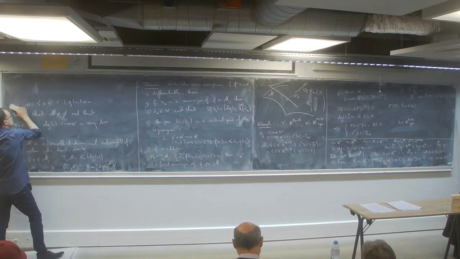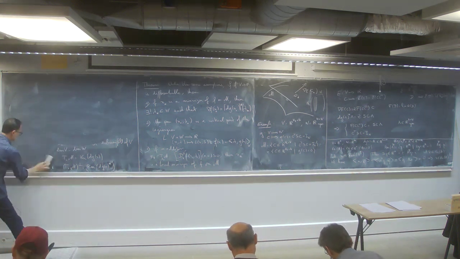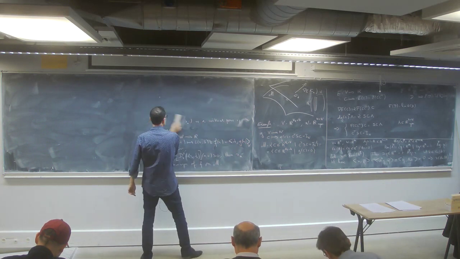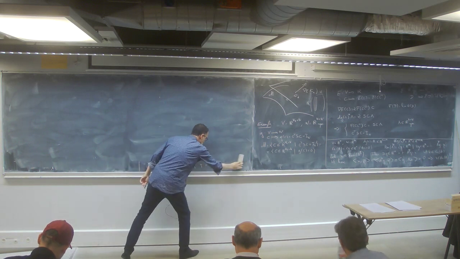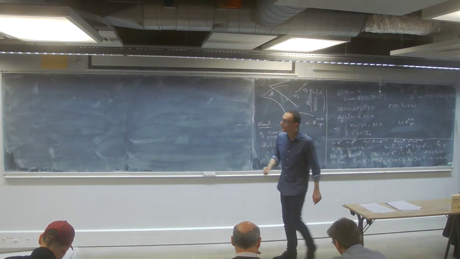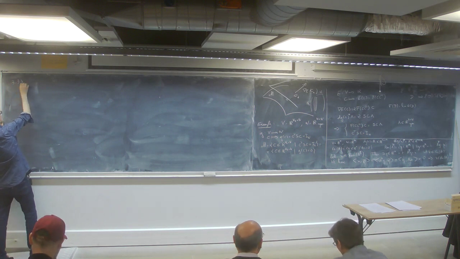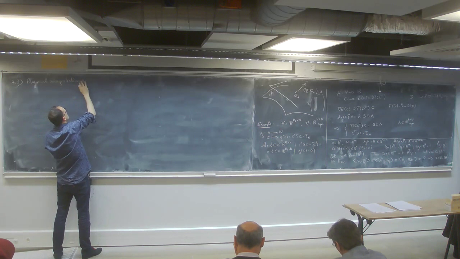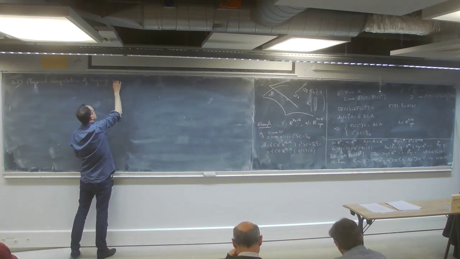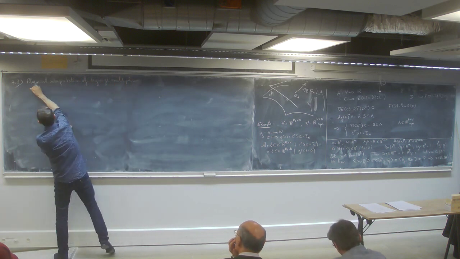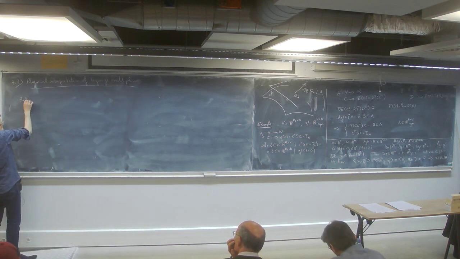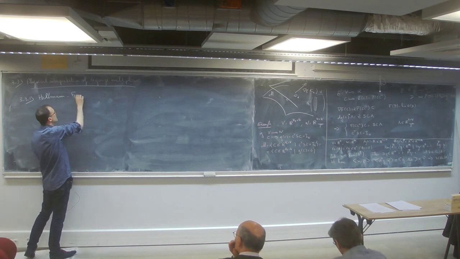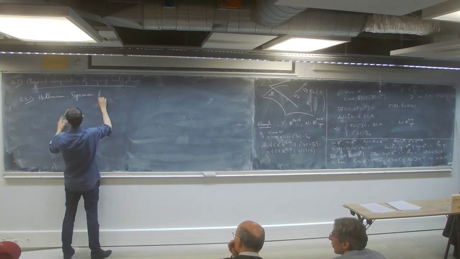All right. So now let us talk about the physical interpretation of the Lagrange multiplier. Section 3.3. So, physical interpretation of Lagrange multipliers. And let us start with the famous Hellman-Feynman formula. I'm not sure of the spelling.